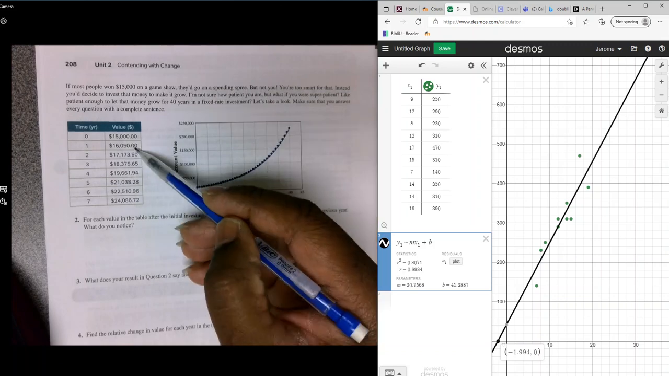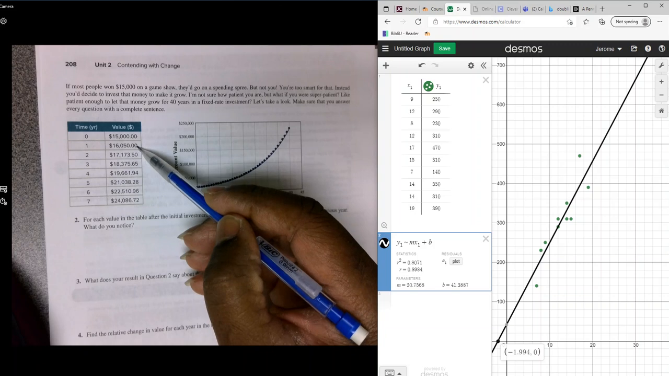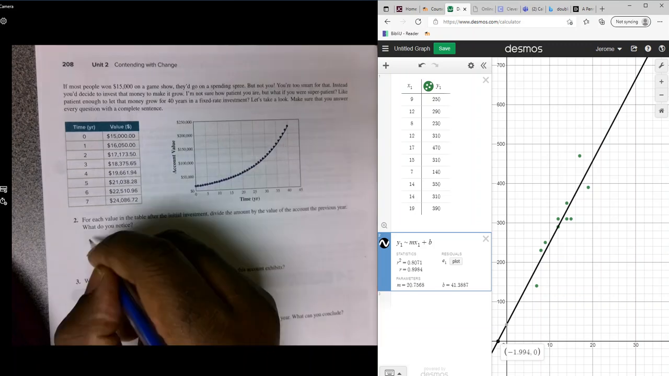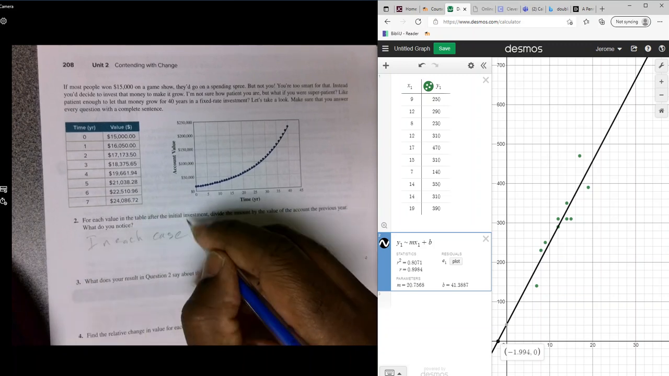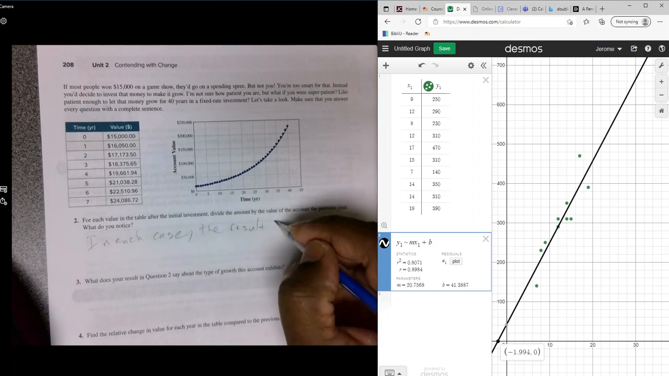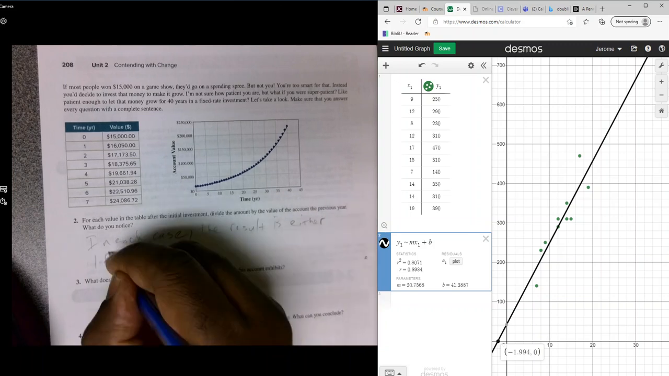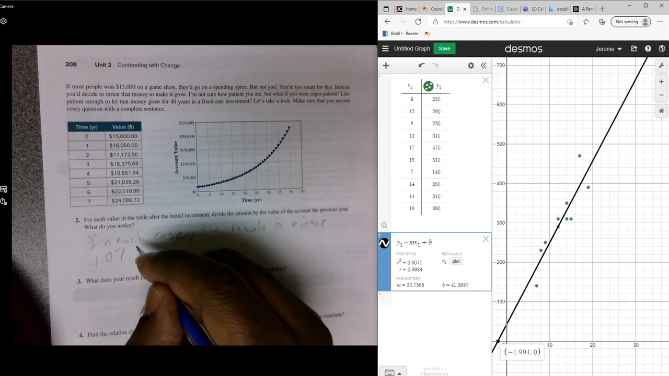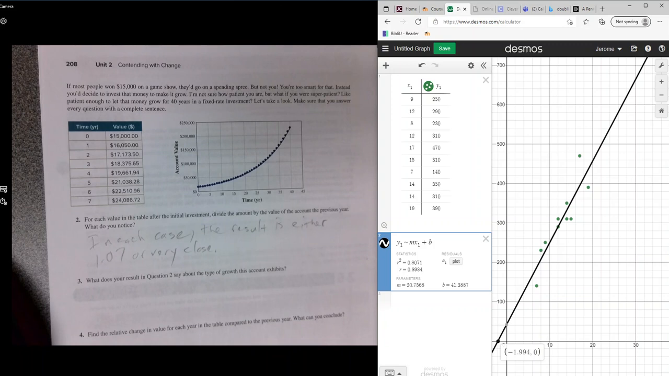So basically, in each case, the result is either 1.07 or very close. And the reason for that is this here. Remember, in our number system, we stop at 2 decimal places. So there are instances where this had to be rounded. That's why it would be a little off from the 1.07.